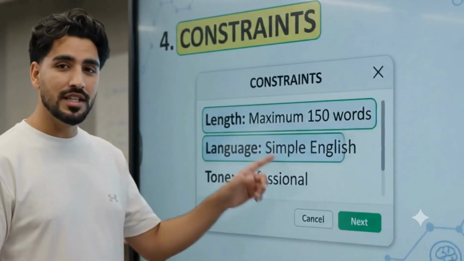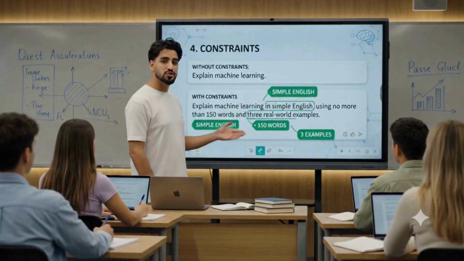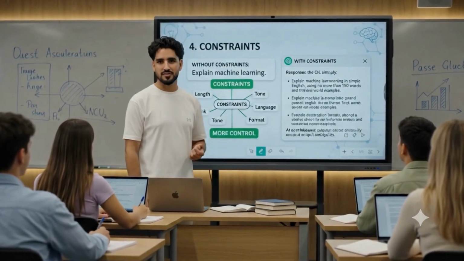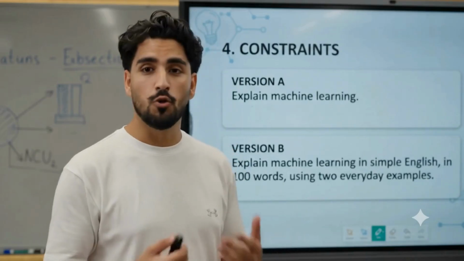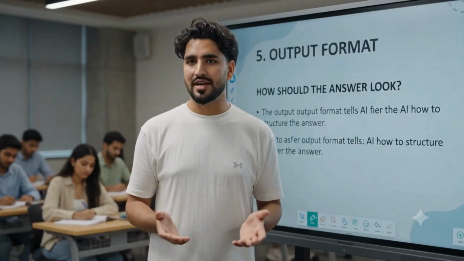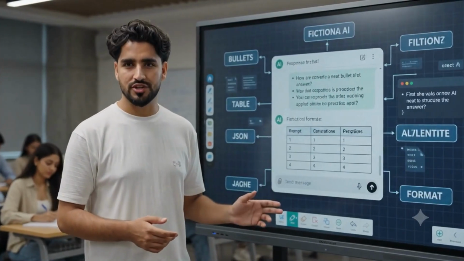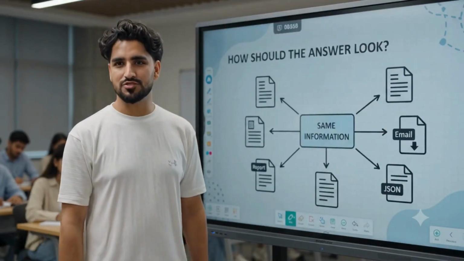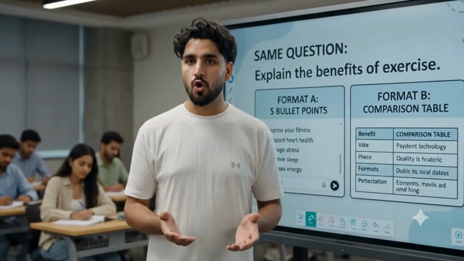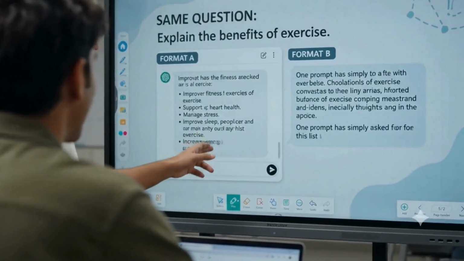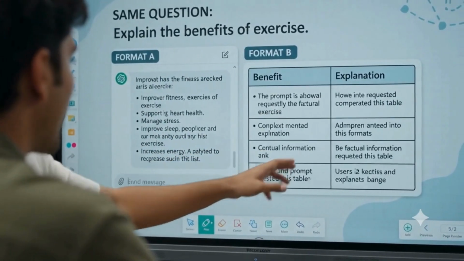Constraints are rules or limits that tell the AI how the response should be produced. Notice how the second prompt gives the AI much clearer boundaries. That's where output format comes in. We can tell the AI exactly how we want the answer structured. The better you define the format, such as a professional email, the easier it is to use the AI's response. The question hasn't changed, only the format has changed. One prompt asks for 5 bullet points, while the other asks for a table.